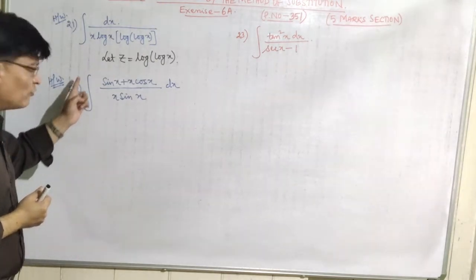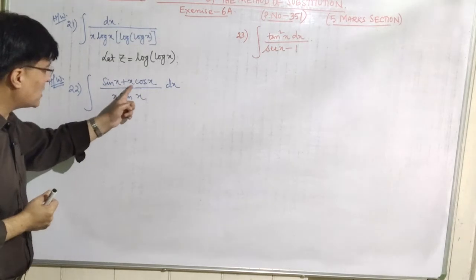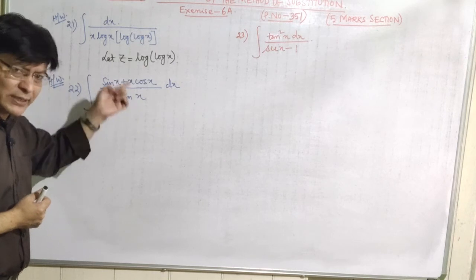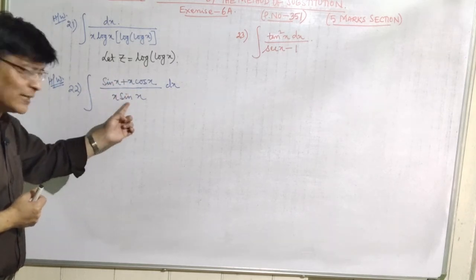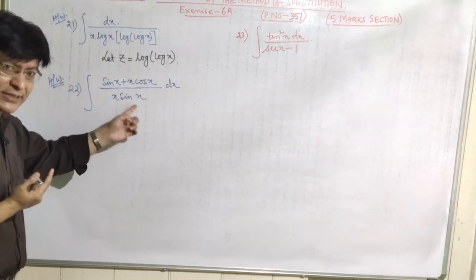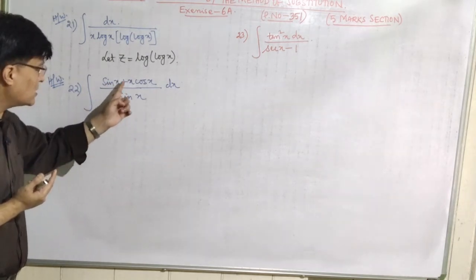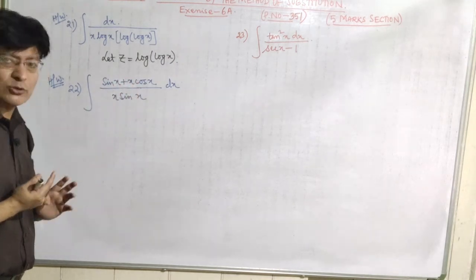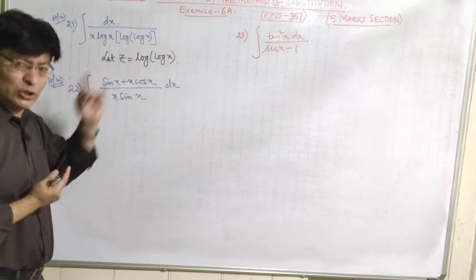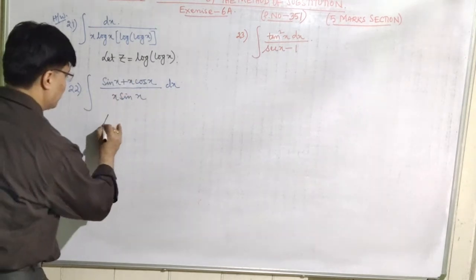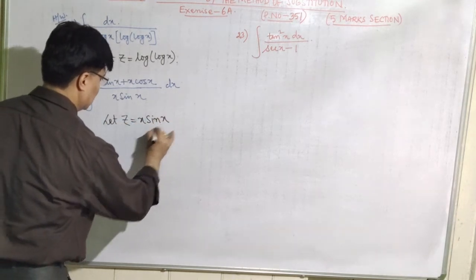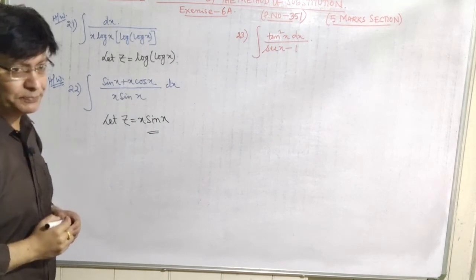Number 22 is also your homework. I'll give the hint. Integral sin x plus x cos x dx divided by x sin x. So differentiate x sin x. Are you getting the numerator? X sin x, you can use the UV rule. For x it is 1 and sin x is kept as it is, plus again x is kept as it is. What is the differentiation of sin x? That is cos x. So if you differentiate the denominator, we are getting the numerator. So here also we can assume let z is equal to x sin x. So this is also your homework.